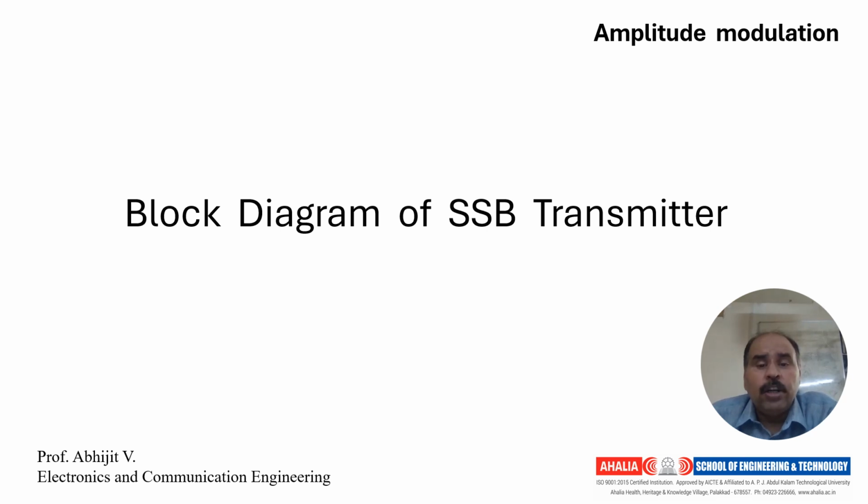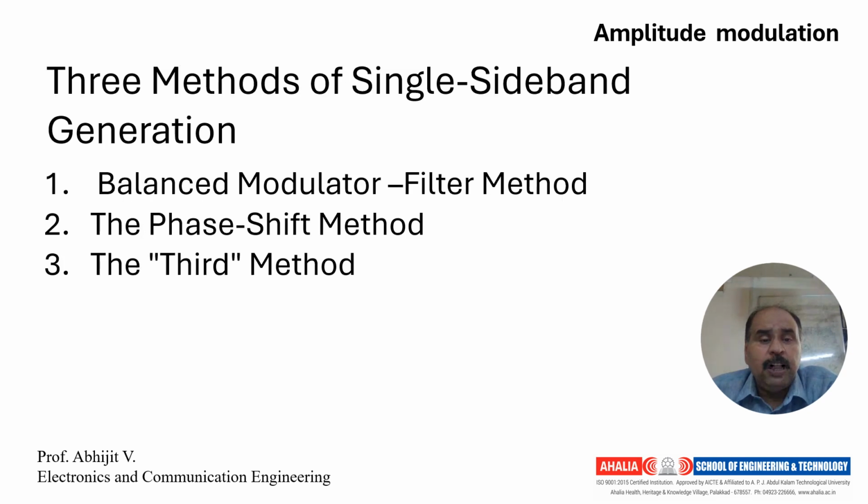So let's draw the block diagram of an SSB transmitter. We have three methods of generation of single sideband signals. The first one is known as the balanced modulator method, or the filter method. The second method is known as the phase shift method. And the third method is something new that's called the third method.